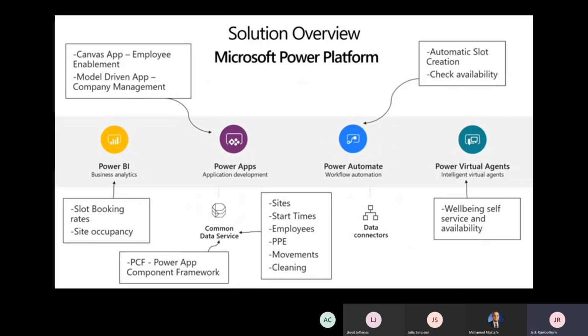What you've just seen is the full Power Platform in action, whether that's the Canvas app for employee enablement or the model-driven app for the full company management of assets, from sites to employees to PPE to cleaning. With Power Automate sitting in the background, allowing automatic slot creation and check-in availability, to Power BI to give the visualizations of slot bookings and site occupancy. With finally the Power Virtual Agent enabling well-being self-service and availability.